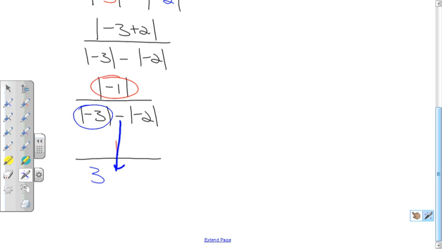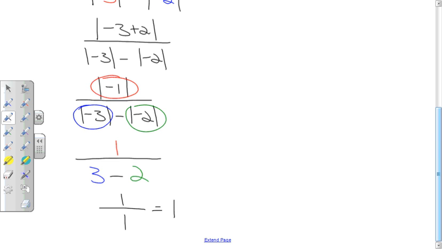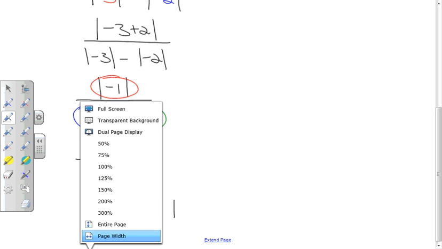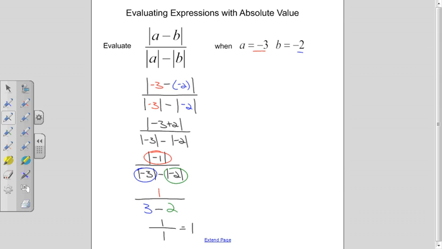Pull down my minus sign. And the absolute value of negative 2 is 2. So continuing to simplify using PEMDAS, I just have 1 on top in the numerator, and 3 minus 2 on the bottom is going to be 1. So just to show you the whole page, we simplify that again in the end. 1 over 1 equals 1. And that is that expression evaluated for the given values.